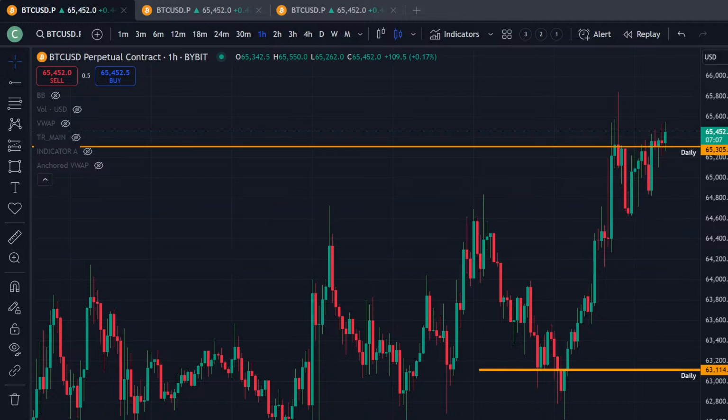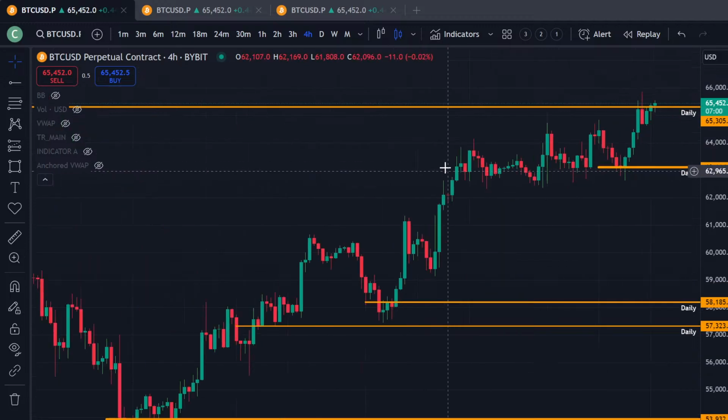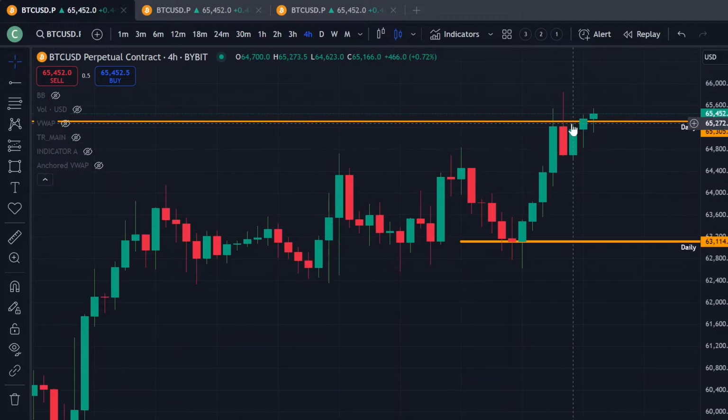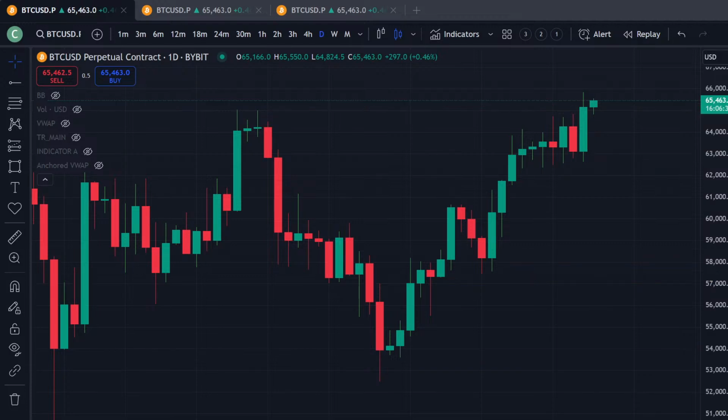So we were at the dailies. Where did we finish with the dailies? Yeah, we have a daily over here. I will still keep it for now, as we are just pinching through. I will use it as a possible support if we go down. I'm not expecting it to hold, but if it does hold and I take a trade from here, I would like to use this as a take profit, at least.